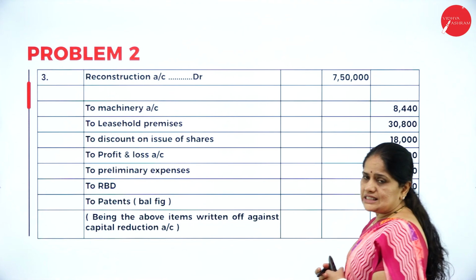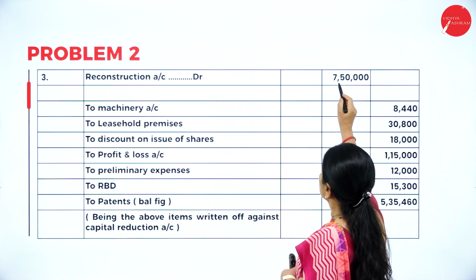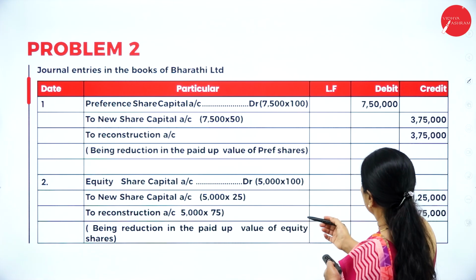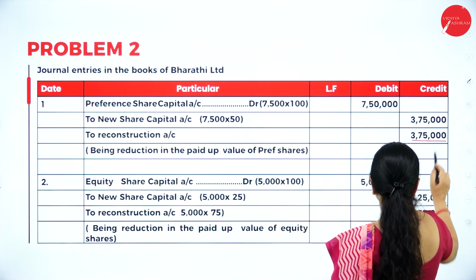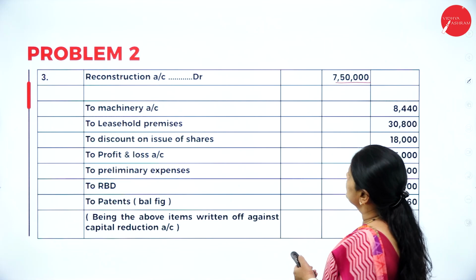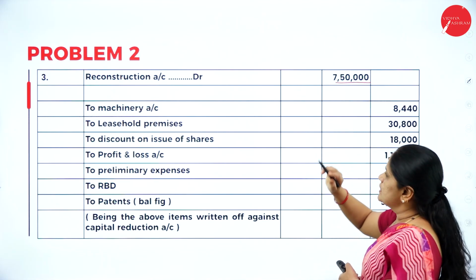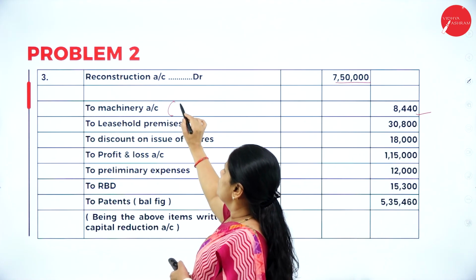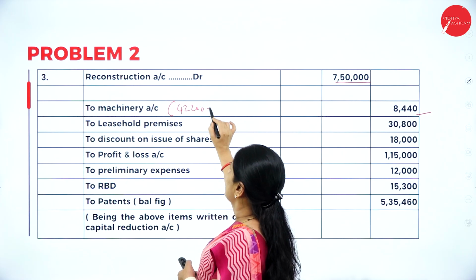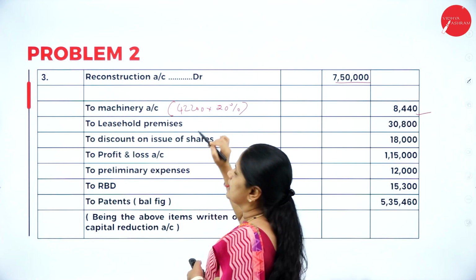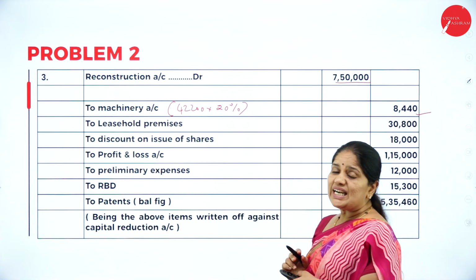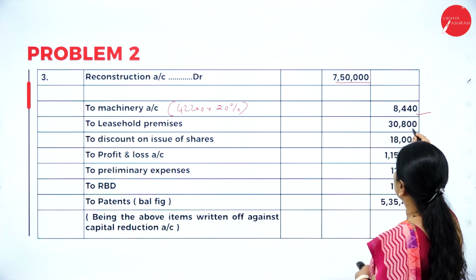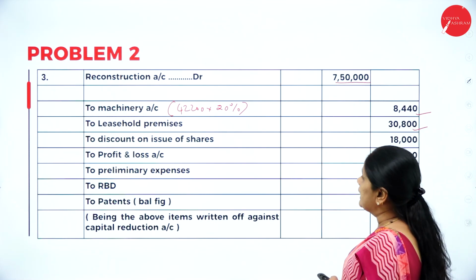Then now in the third journal entry, we have the reconstruction account. So the reconstruction account is 7,50,000. Now how did I get 7,50,000? Here you can see 3,75,000 here and again 3,75,000 here. So the total comes up to 7,50,000. To machinery account 8,440. How did I get 8,440? 42,200 into 20%. So they have told us to reduce 20% of machinery. So 8,440. Out of leasehold premises, I have to reduce 30,800.